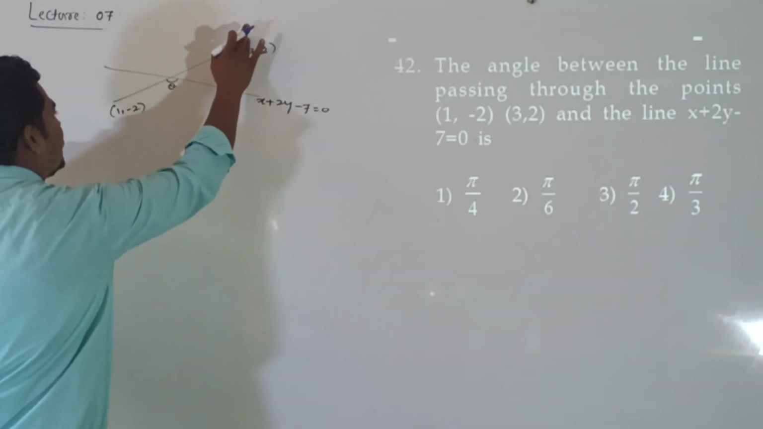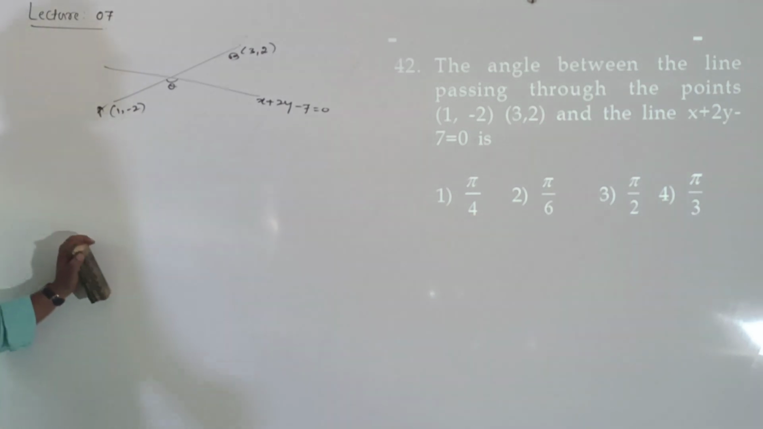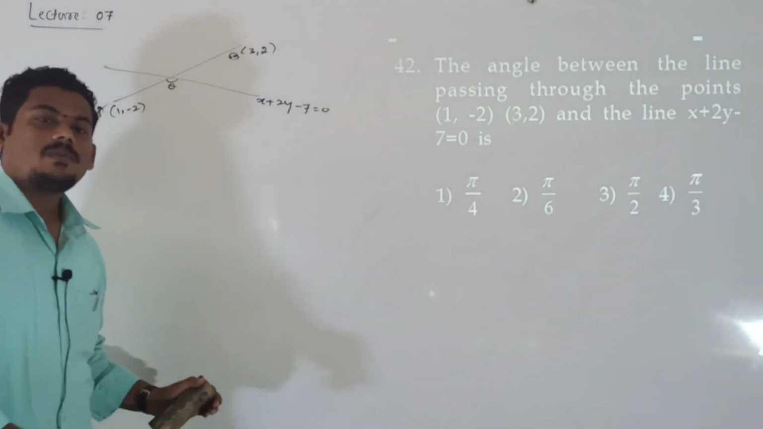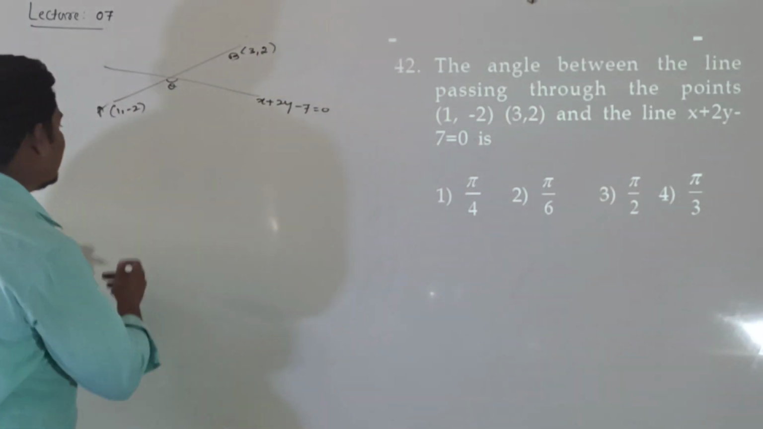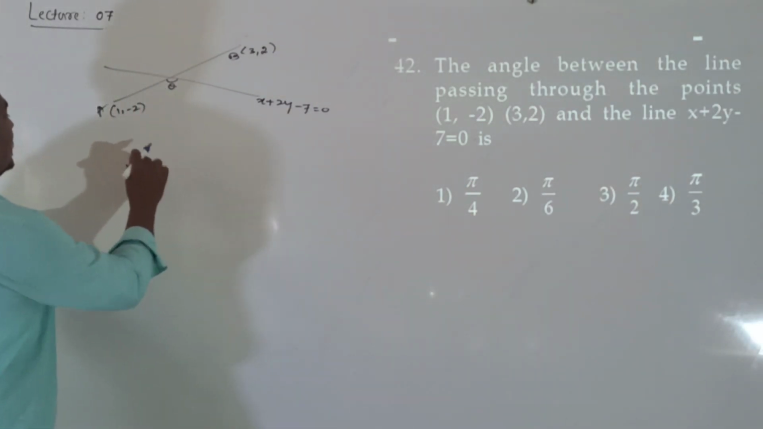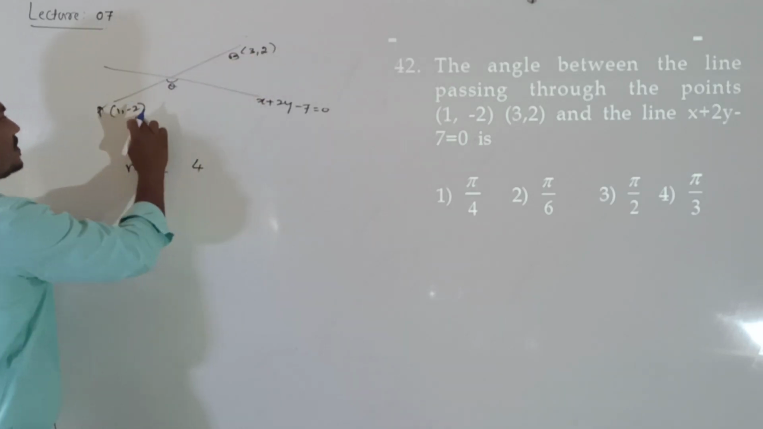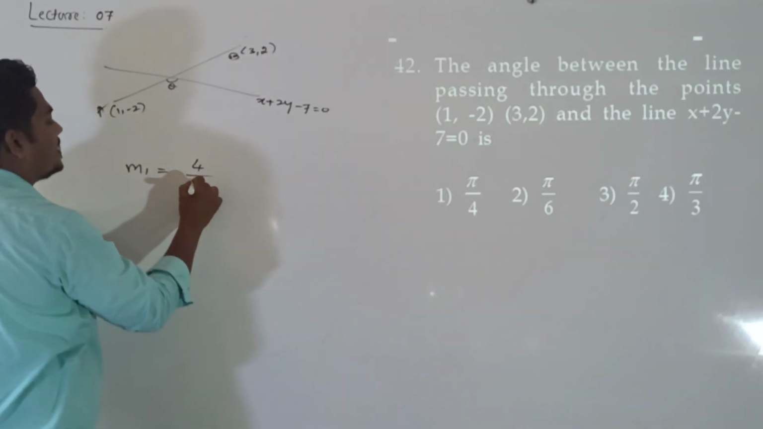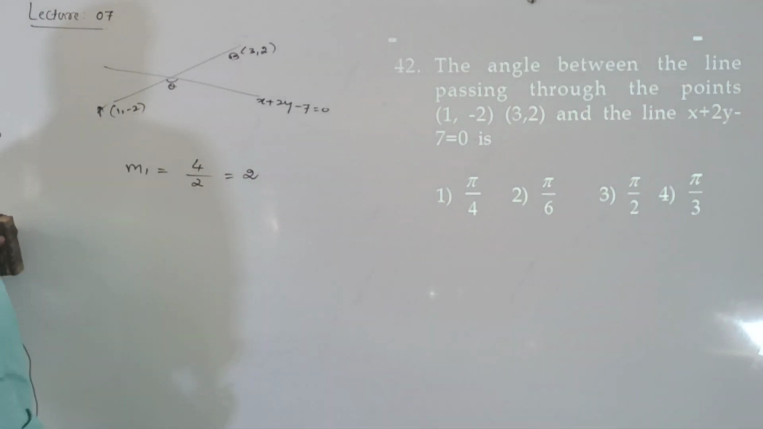Suppose it is line AB. For finding the angle between two lines, we need their slopes. Just find the slope of AB and take it as m1. m1 is nothing but the slope of AB. What is the slope of AB? (y2 - y1) divided by (x2 - x1), that's equal to 2. The slope of line AB is 2.